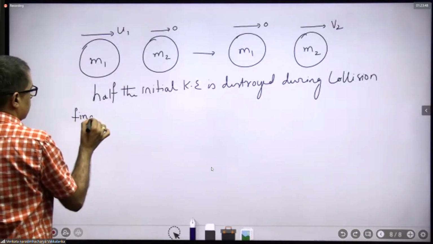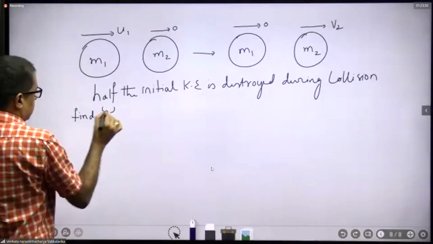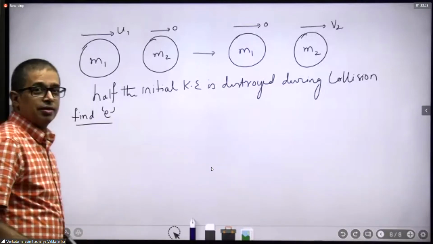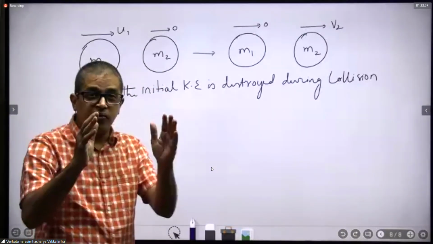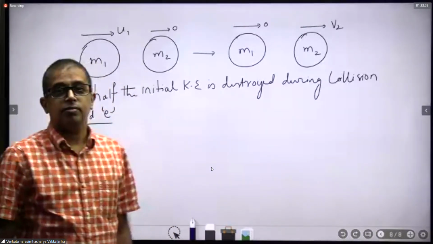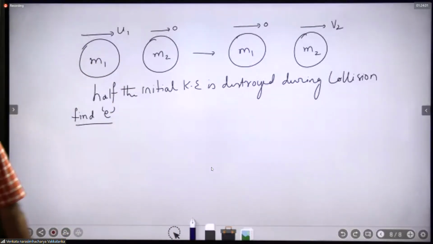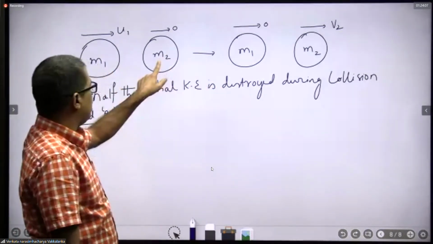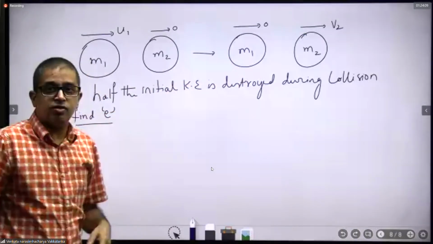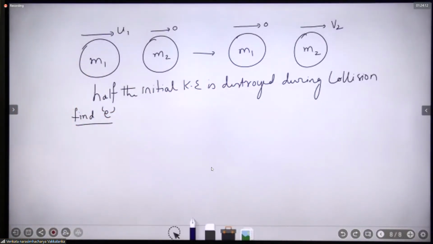So technically this is inelastic, right? Partially inelastic. It is not a perfectly elastic collision. Some amount of energy is lost. How much? Half the initial kinetic energy is lost. But he made your simplification easy. Initially M2 was at rest, finally M1 is at rest after collision. So your life becomes a bit simple.